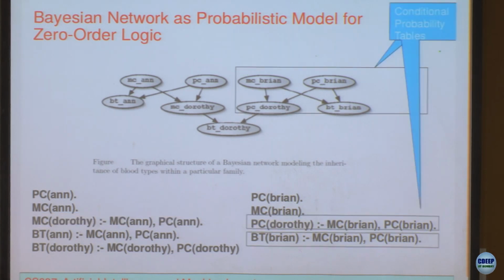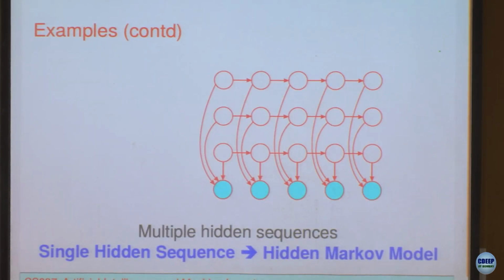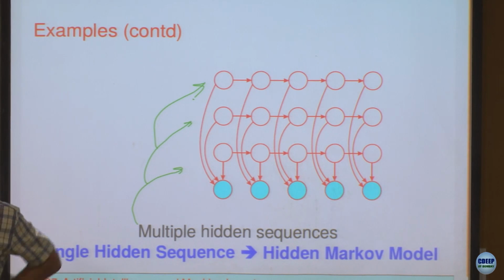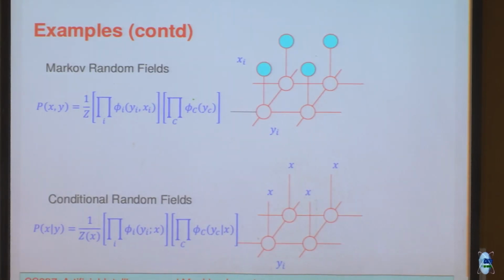Okay, and you can have corresponding conditional probability tables at these nodes. You can also have multiple hidden states, generalizing hidden Markov models. So multiple hidden sequences here, right? If you restrict those to a single hidden sequence, you get something you already know, which is the hidden Markov model. And then you can have Markov random fields, you can have conditional random fields, but all of them are characterized by exactly this form.